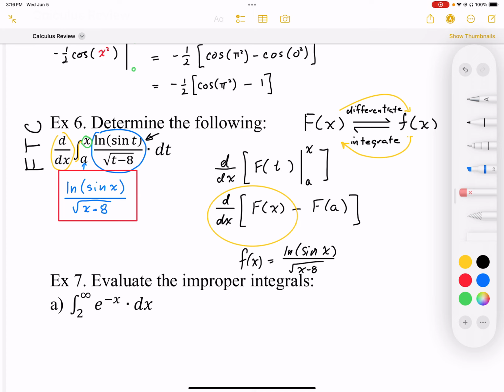Okay, so there it is. This is the fundamental theorem of calculus, where the derivative and integral undo each other.